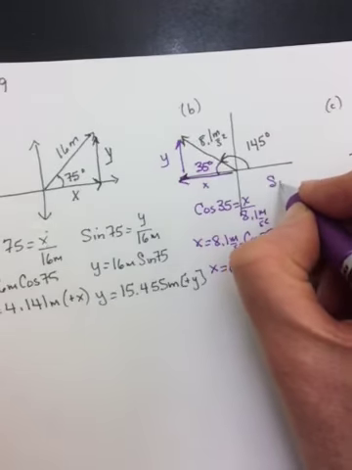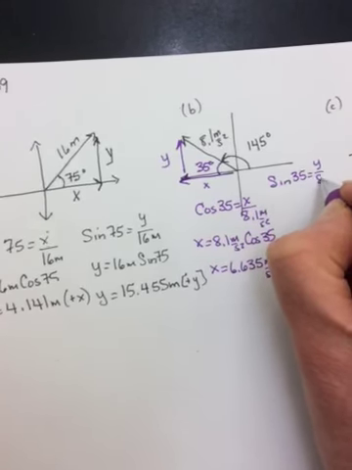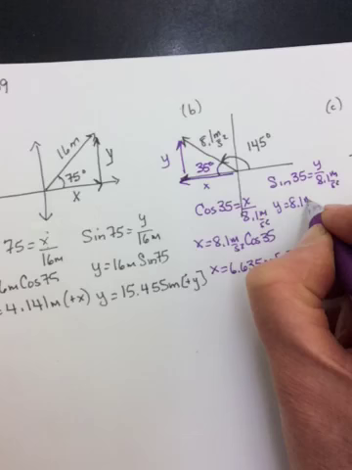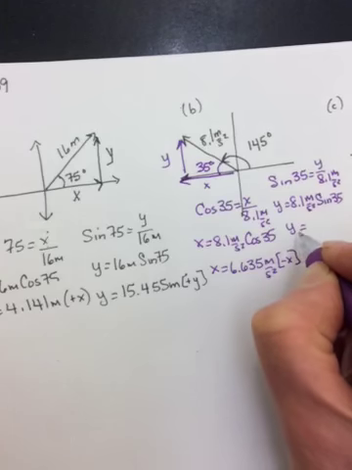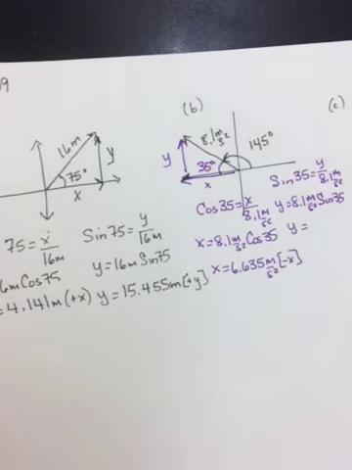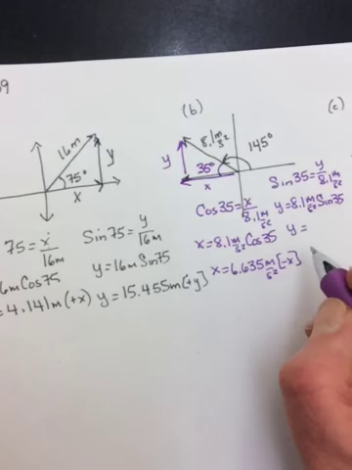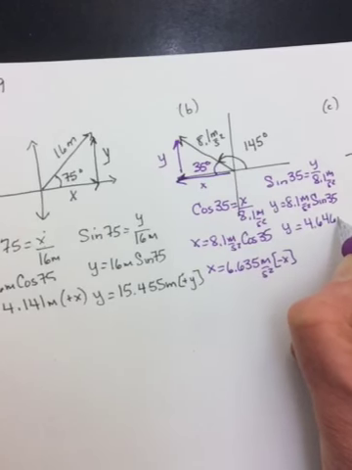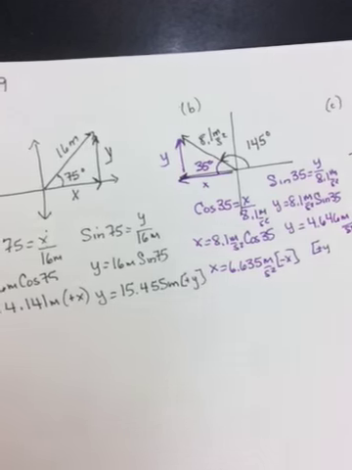Y is going to be sine. So sine of 35 is equal to y over 8.1 meters per second squared. So y is equal to 8.1 meters per second squared sine of 35. Punch this into your calculator, 35 sine times 8.1, and you get 4.646 meters per second squared, and that's going to be in the positive y.